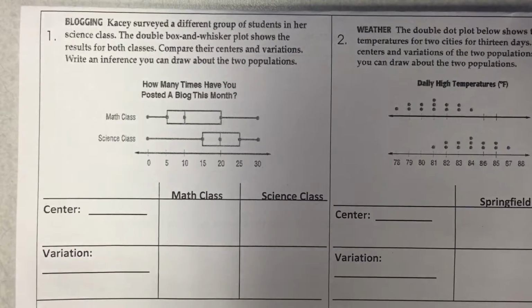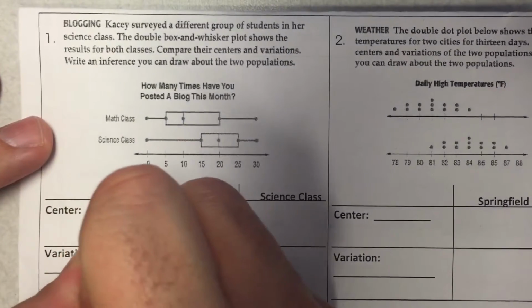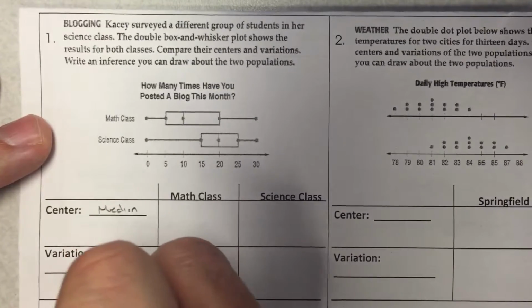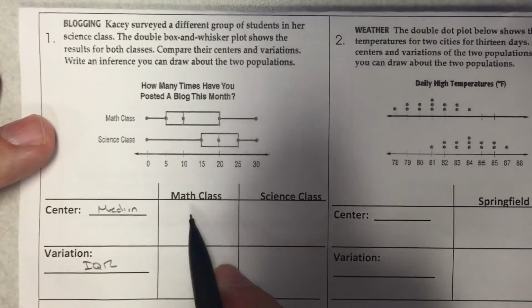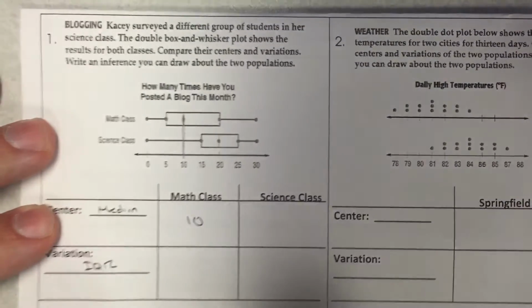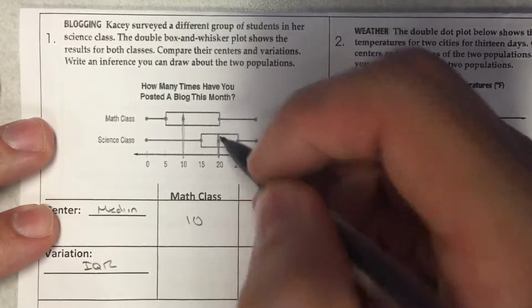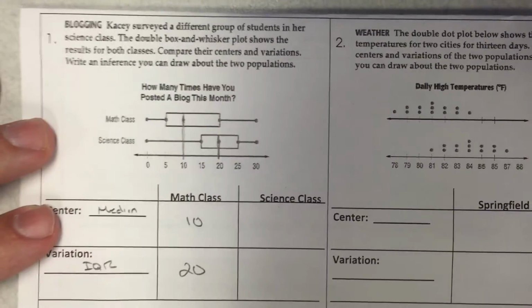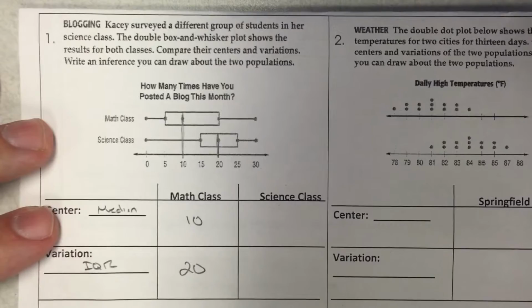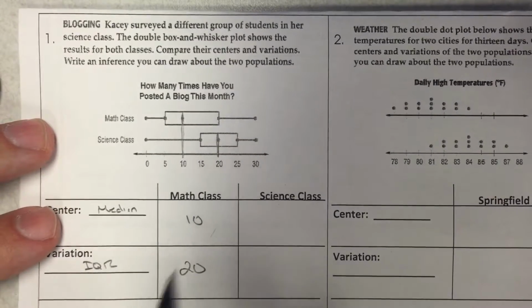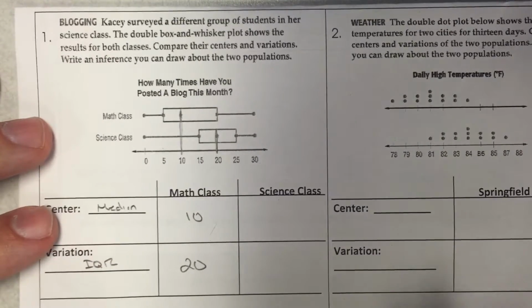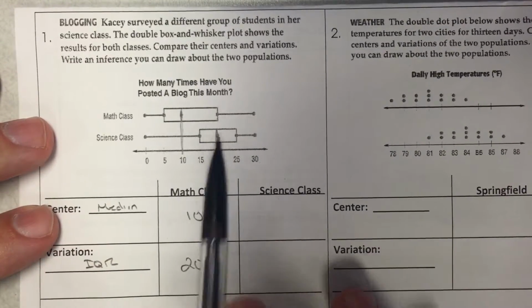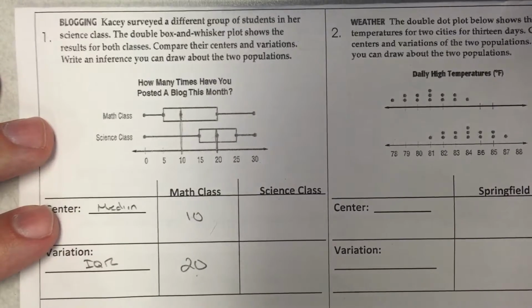Box and whisker, I'm always going to use median and IQR. So in math class, the center, and I can look right here, I see that that's going to be 10. In science class, that center is going to be 20. So how many times they've posted a blog this month? So already I can tell that science blogs more, if 50% of the population has 20 compared to 50% in the math class at 10.